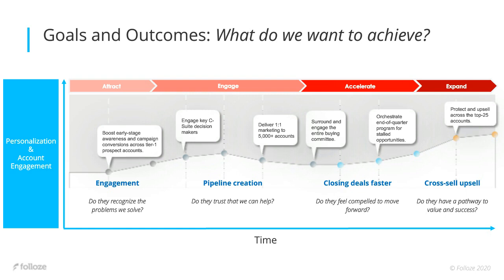At Follows, we recommend people look at it in 4 different stages, but different companies have different ways of looking at it. But we look at this attract phase, this engage phase, the accelerate phase, and the expand phase. And you really want to look at it that way for a couple of reasons. One is your goals will vary from stage to stage. If you're trying to attract someone, you have different goals than if you're trying to accelerate them through the process. And perhaps even more importantly, you need to make sure that you have the skill sets and the tools necessary for each of the different stages.